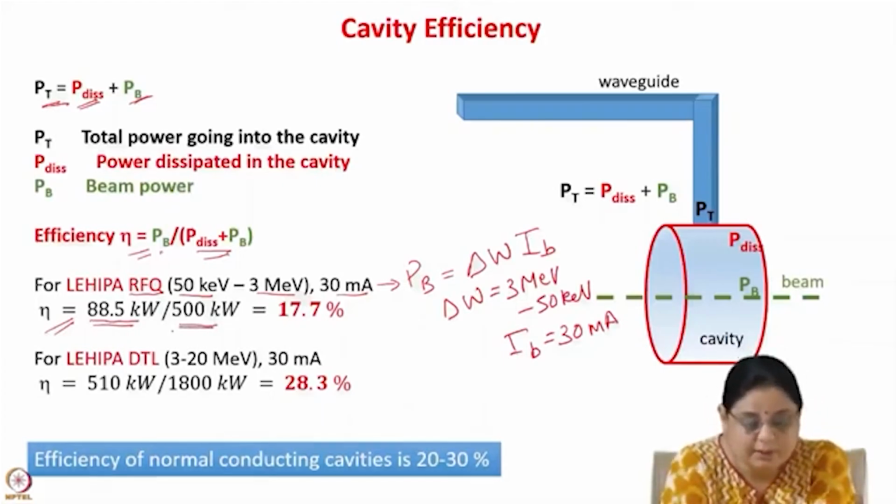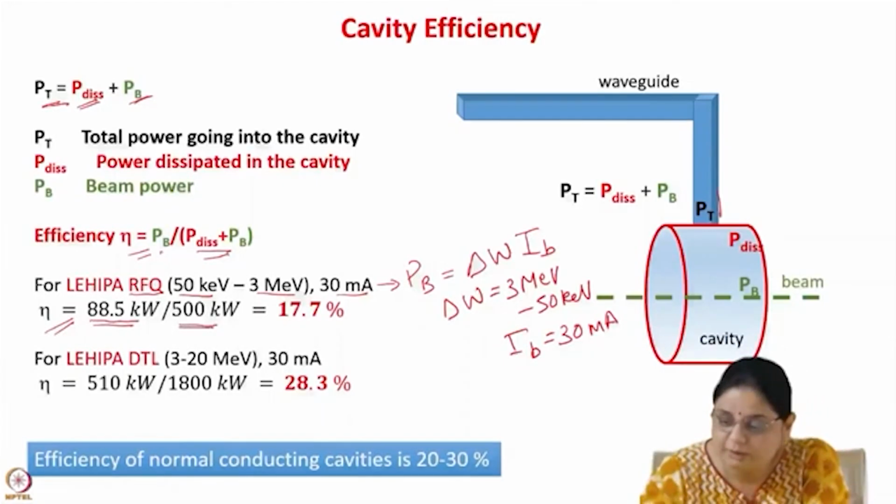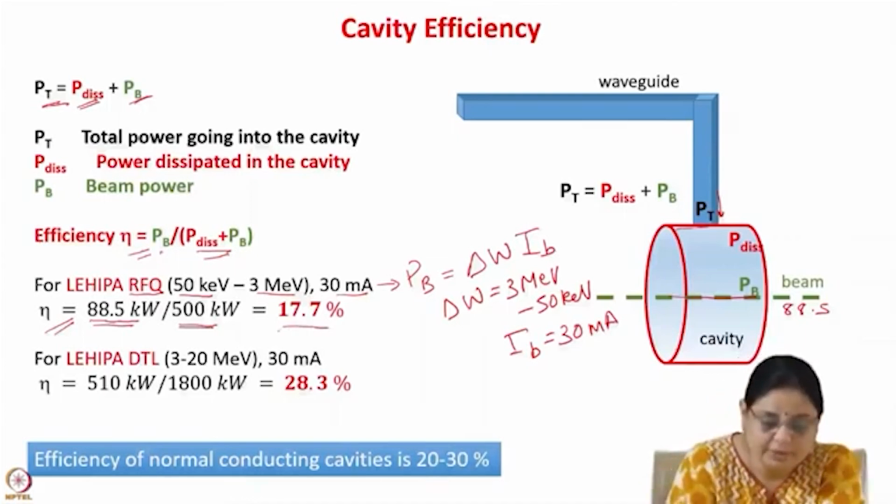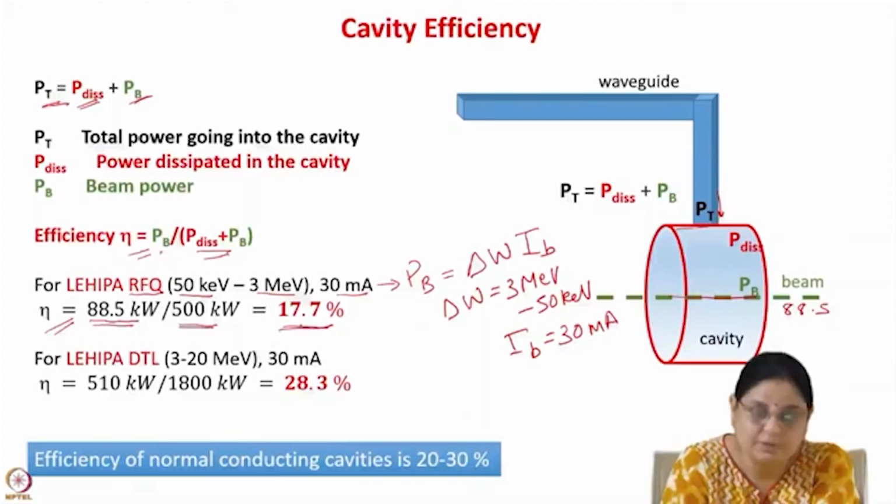So the total power here is 500 kilowatts, and out of that just about 88.5 kilowatts goes to the beam. The remaining more than 400 kilowatts is dissipated in the structure. This is a huge amount of power dissipated in the structure. So if you calculate the efficiency, it is less than 20%.